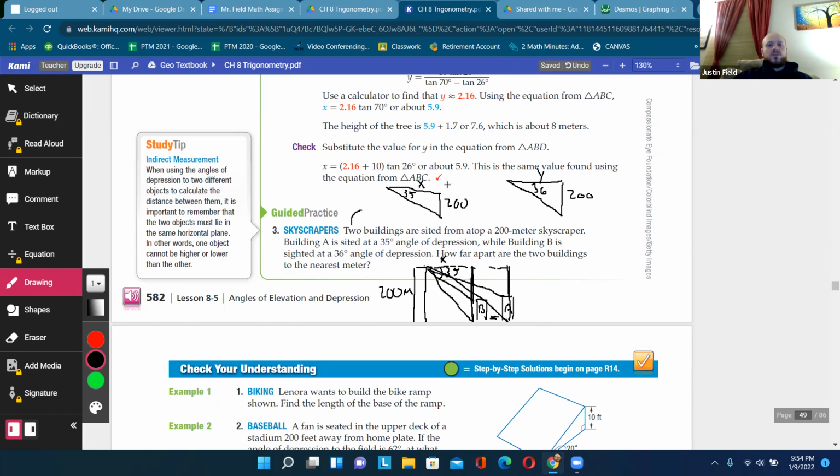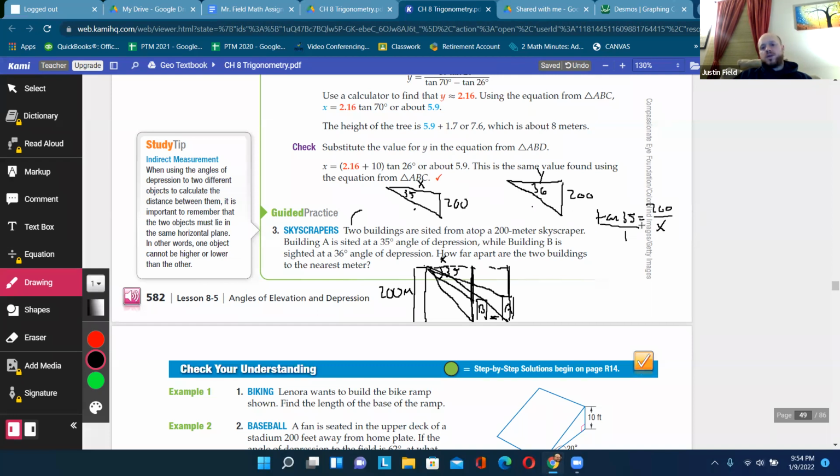So in both cases, what trig ratio are we going to use? In both cases, we don't care about the hypotenuse. We have the opposite and adjacent, so they're both tangent. Okay, so let's calculate some tangents. So tan 35 equals opposite over adjacent, 200 over x.